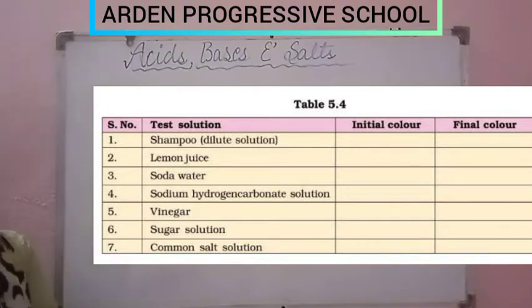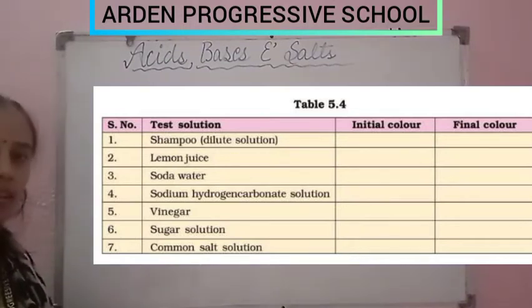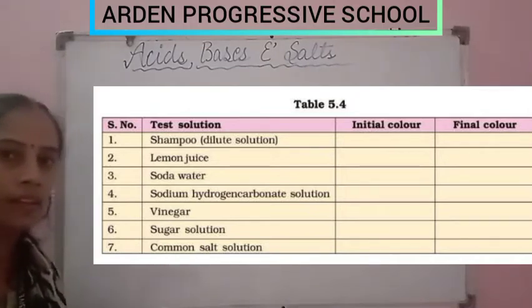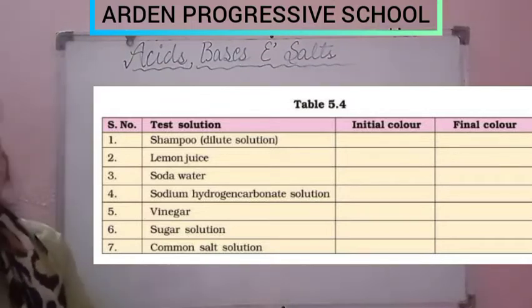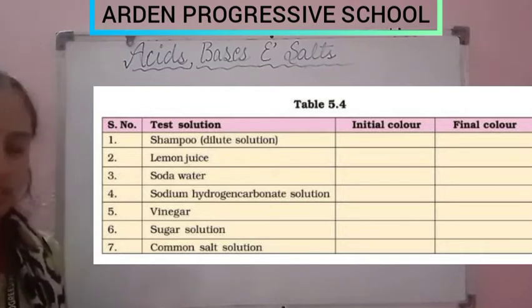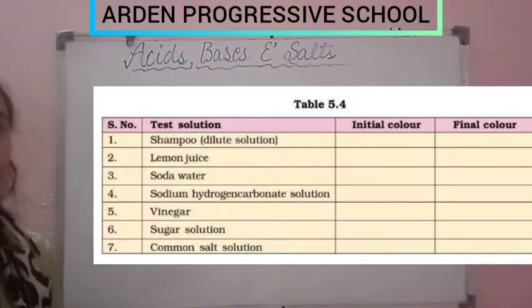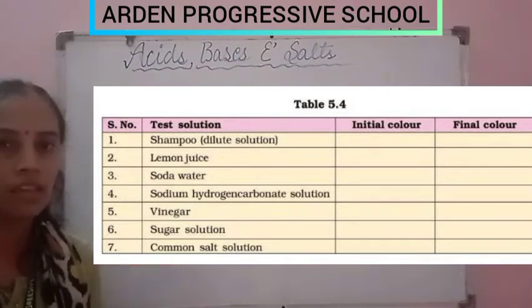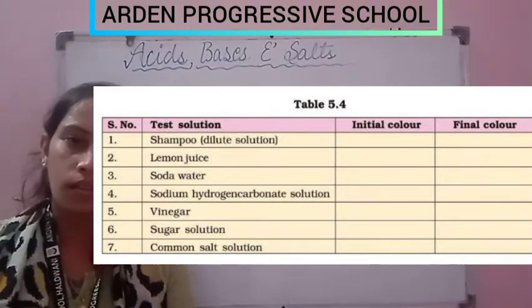Clear? And the next is sodium hydrogen carbonate solution. The initial color is colorless, and after putting the indicator, it gets converted into the green color. Clear? And vinegar, it is also colorless. After testing, it gets converted into magenta color. Clear? And sugar solution, it is colorless, and after putting any indicator, there will be no change. So it means it is neutral. Clear? And common salt solution, there is no change. So those substances which change their color into the magenta and the green are the acidic or the basic substances, and those in which there is no change are the neutral ones. Clear, students? So this is all about the tables, and you have to do these tables in your NCERT book.